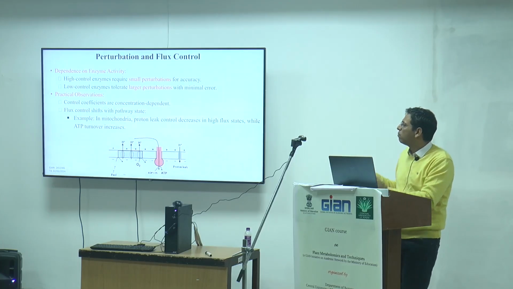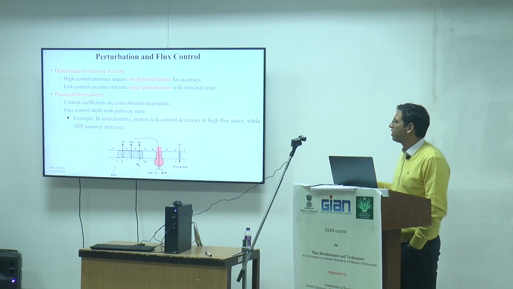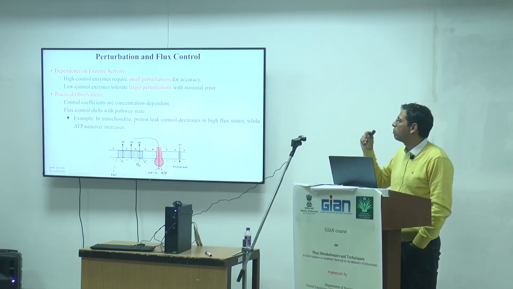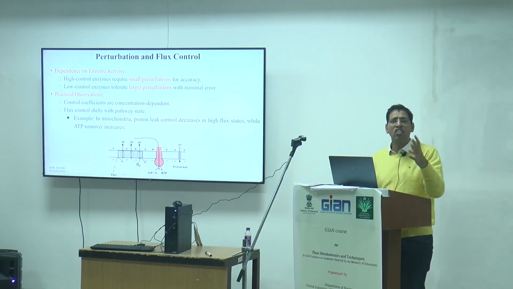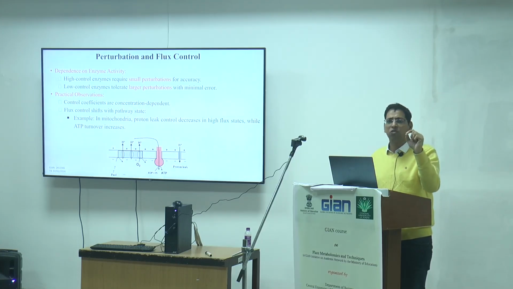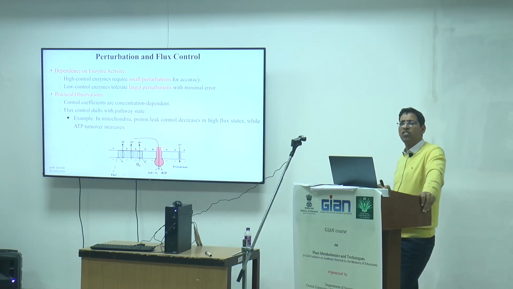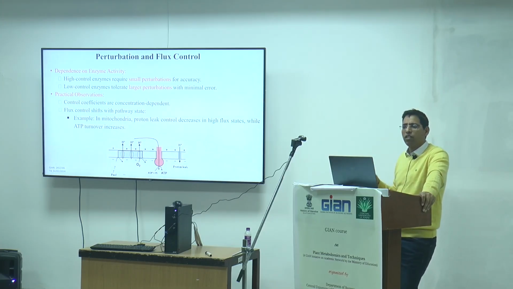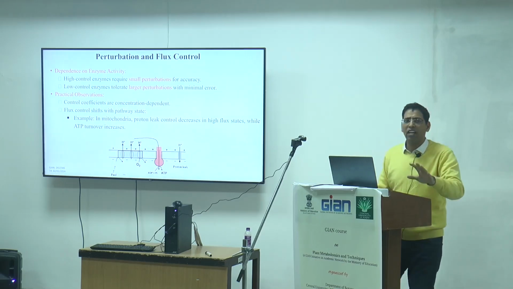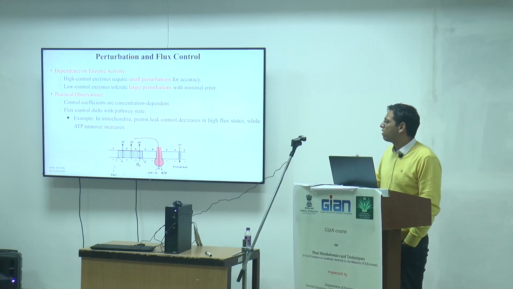So yes, this is the perturbation and the flux control. If you disturb things, it now depends on the enzyme activity. A high control enzyme requires a small perturbation for accuracy. If you have an enzyme which is in a highly controlled situation, a small change is enough for an accurate estimation in the metabolic control analysis. But if you are targeting a low control enzyme, it tolerates a larger perturbation with minimum errors. So the practical observation that comes up here is that this control coefficient, or the concentration dependence and flux control, shifts with the pathway states.